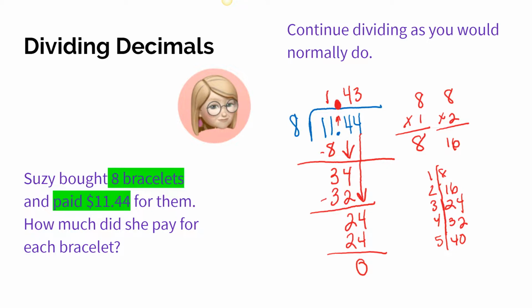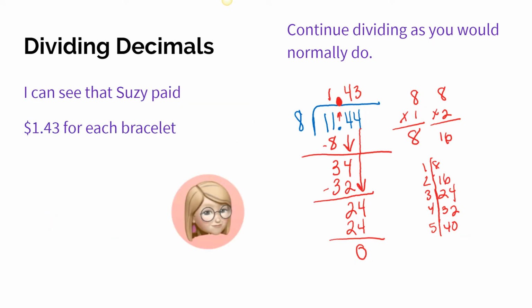So I see that 4 times 8 is 32. 32 is close to 34. It's not going over. I subtract. 34 minus 32 is 2. I bring down my next number, which is also 4. Now I have 24. 8 can go into 24 3 times. 3 times 8 is 24. I subtract, and I have 0 left over. So I can see that Susie paid $1.43 for her bracelets.